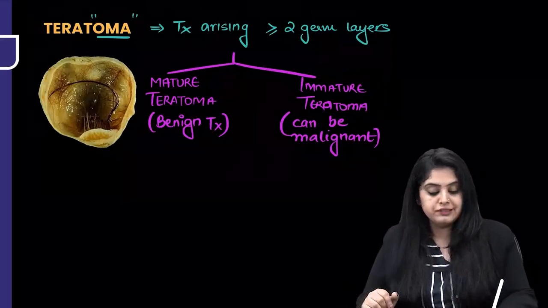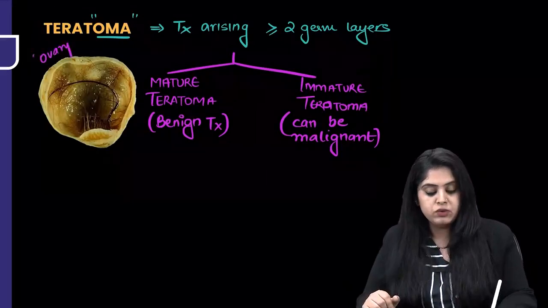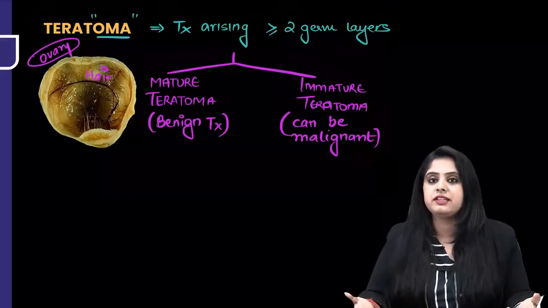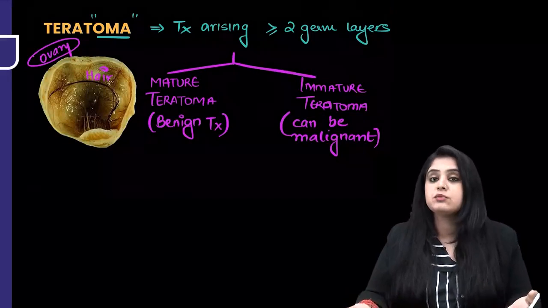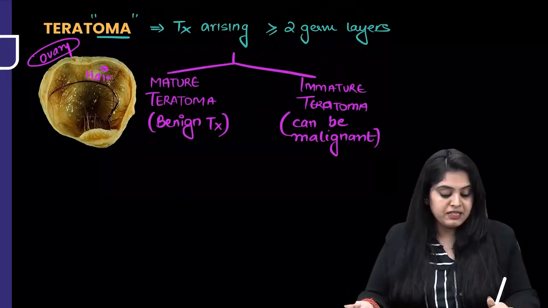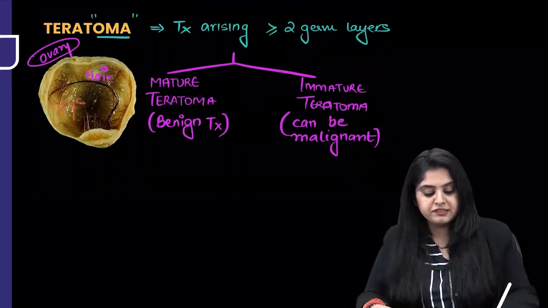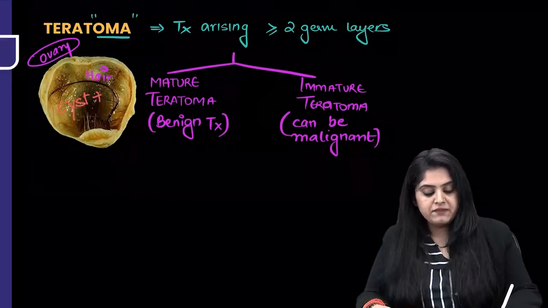What is the picture that you're seeing over here? I'll tell you the organ. This is actually the ovary, guys, and in the ovary, can you see this tuft of hair? So basically, teratoma always looks like that. Hair, bone, teeth, skin, so many of these things are present. That is what happens in a teratoma. And please note, this also has a cyst present.